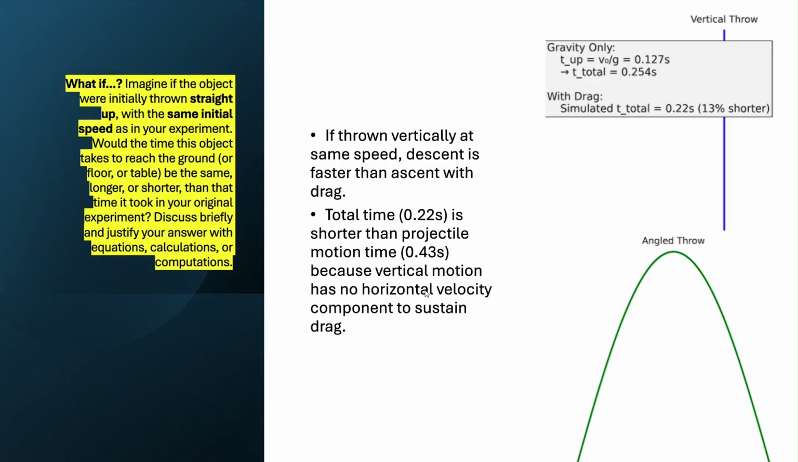Now answering our what if question: when an object is thrown straight up, like here, with the same initial speed as in the angle experiment, its total time in the air, which is calculated through our famous kinematic equation, is shorter, just 0.22 seconds compared to 0.43 seconds for the projectile motion.